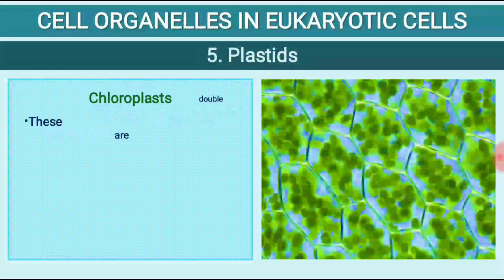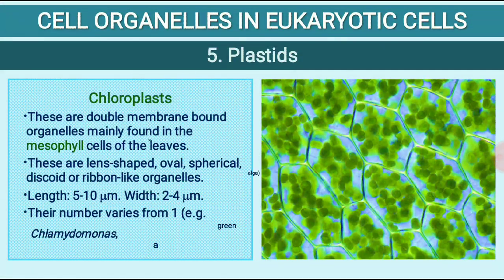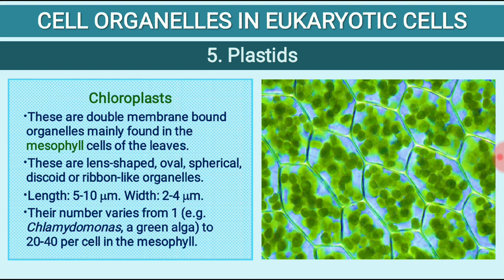Majority of the chloroplasts of the green plants are found in the mesophyll cells of the leaves. These are lens-shaped, oval, spherical, discoid or even ribbon-like organelles having variable length, 5 to 10 micrometers, and width, 2 to 4 micrometers. Their number varies from 1 per cell of the Chlamydomonas, a green alga, to 20-40 per cell in the mesophyll. Like mitochondria, the chloroplasts are also double membrane bound.